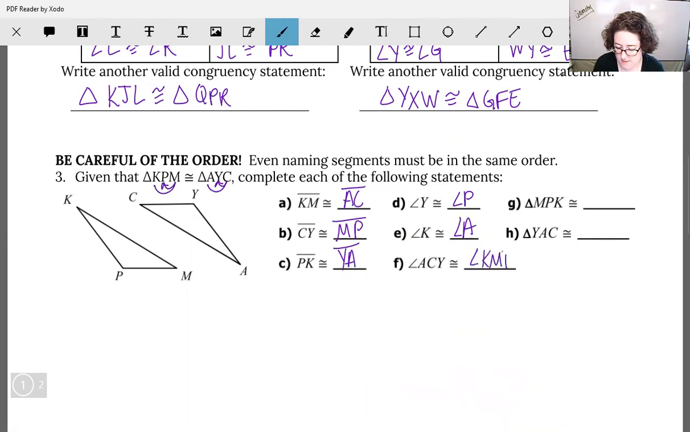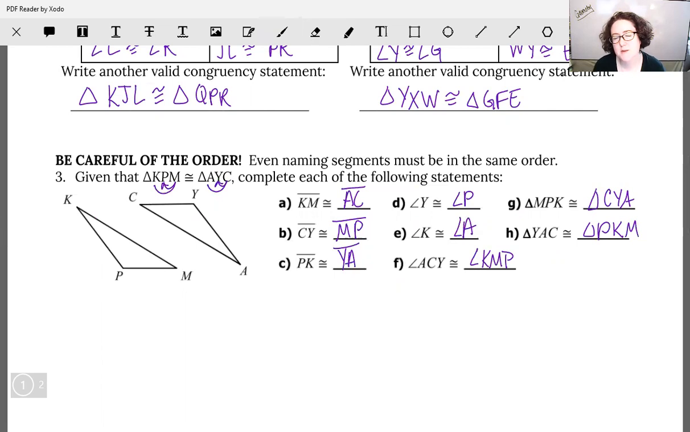K, M, P. G and H are just extra congruency statements, again playing around with our order. So MPK just went backwards. So that means I need to do triangle CYA. Or if I have triangle YAC, again, middle, front, back, I need to go middle P, front K, back M.